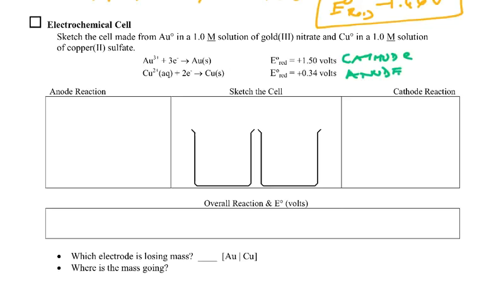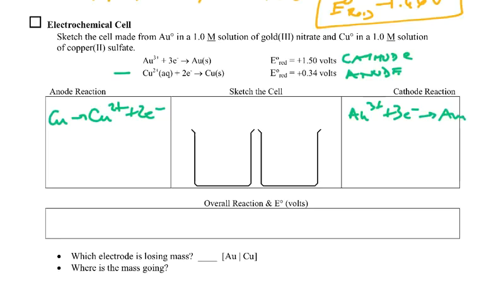And let's do the anode. So the anode is going to be this reaction reversed. So the anode reaction is copper turns into copper 2 plus, 2 electrons. Okay, my cathode is going to be as is, so I'm going to have gold 3 plus, 3 electrons, turns into gold metal.